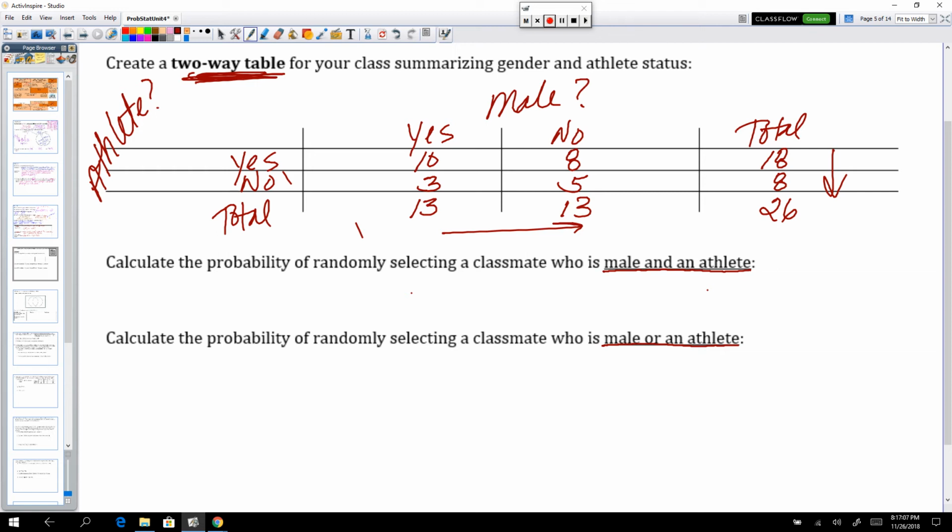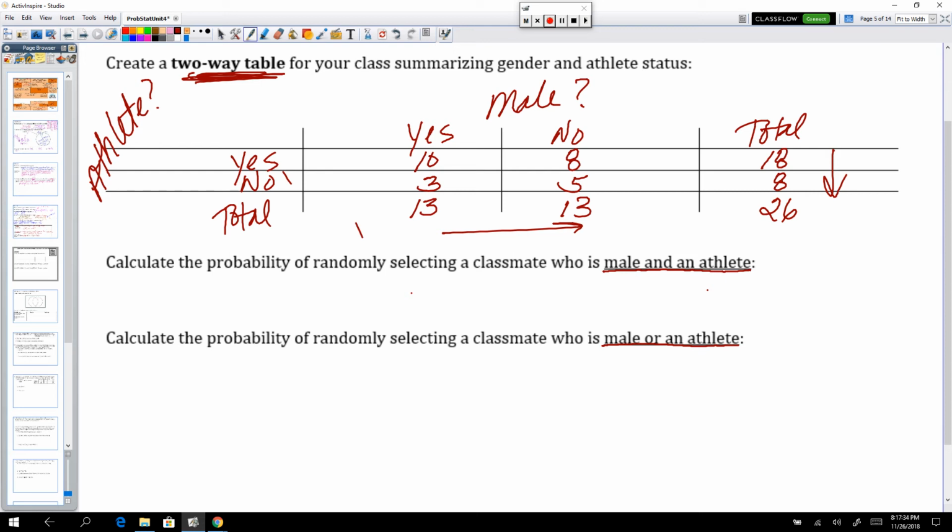Now, what I mean by randomly selecting a classmate, I'm literally saying somebody walks in with a blindfold on, spins themselves around, and just randomly points to somebody in the room. Okay, this is a completely random process of grabbing somebody from that classroom, or throwing everybody's name in the hat and pulling it out of the hat randomly, or random number generator, etc. So randomization is going on in this. Randomly selecting a classmate out of this particular room that is male and an athlete.